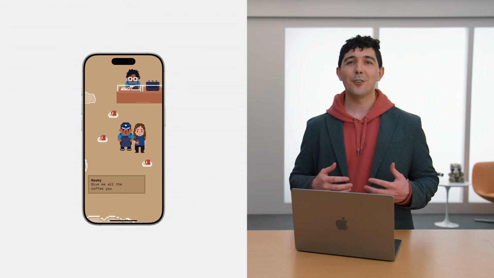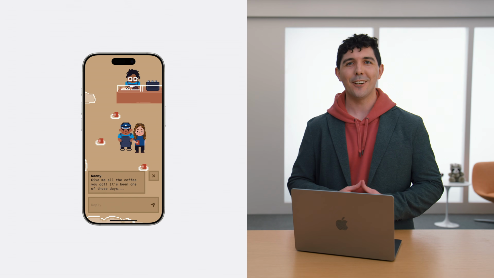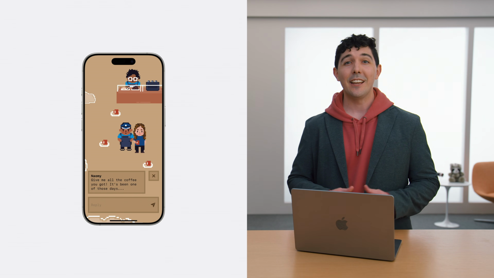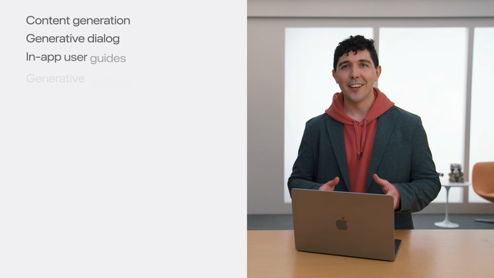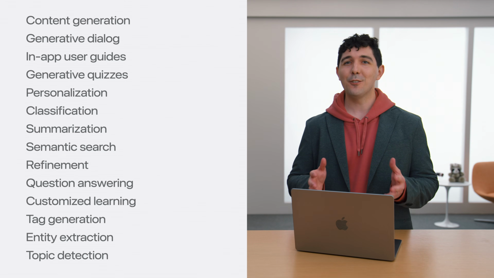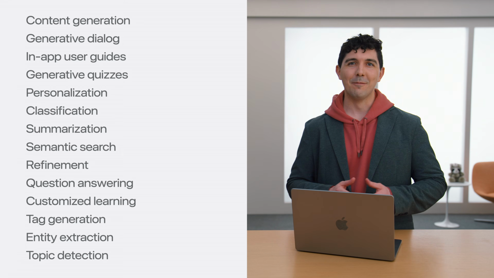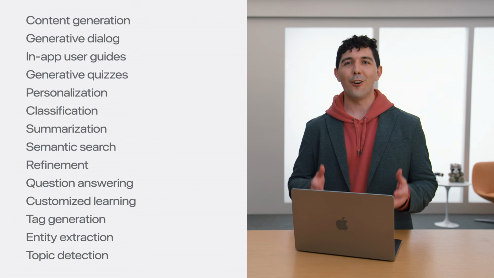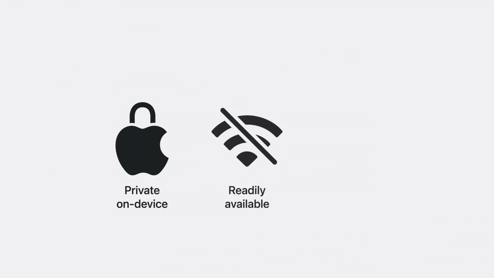You can even use it to create dialogue on the fly for characters in a game. It's optimized for generating content, summarizing text, analyzing user input, and so much more. All of this runs on device, so all data going into and out of the model stays private. That also means it can run offline, and it's built into the operating system, so it won't increase your app size.